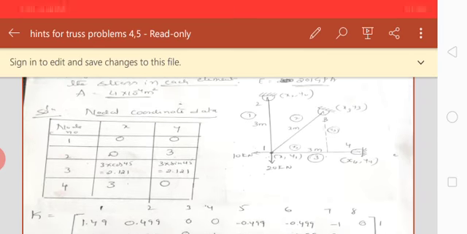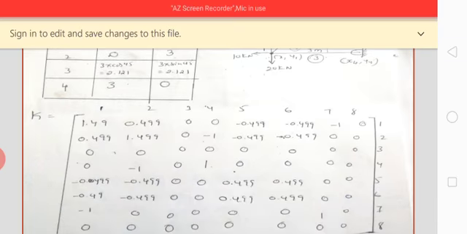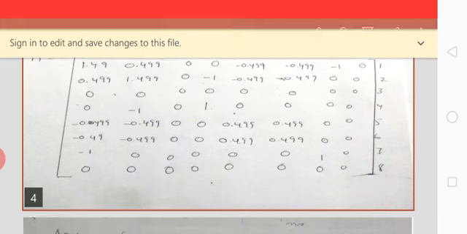Since it is a truss, and in trusses each node has 2 degrees of freedom, because a planar truss will be considered as a 2-dimensional body, it means that each node has 2 degrees of freedom. How many nodes are there? 4. 4 into 2 is equal to 8. Nothing but my global stiffness matrix will be of size 8 by 8. That's what I have created here. Understood?